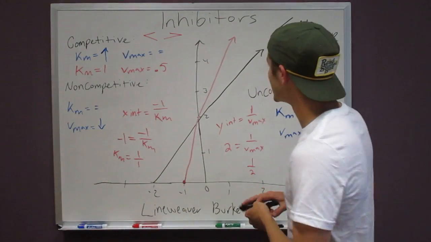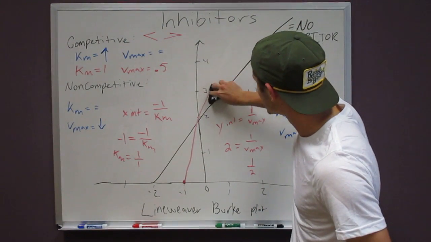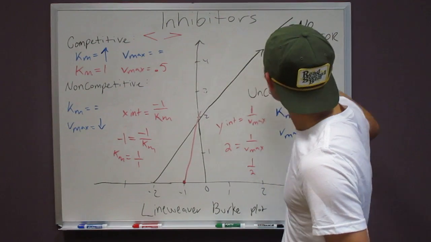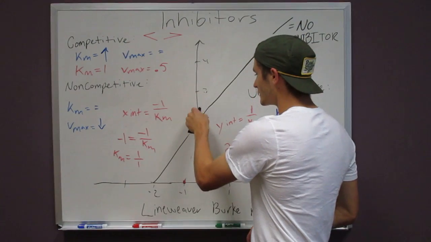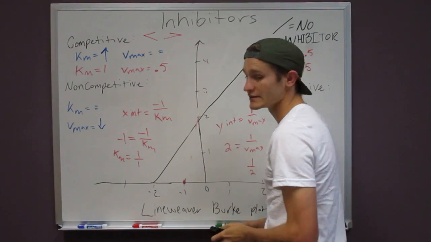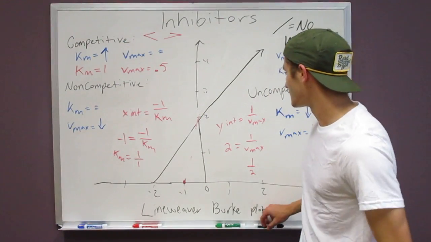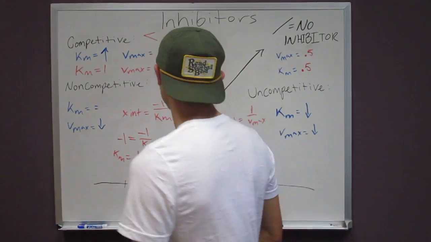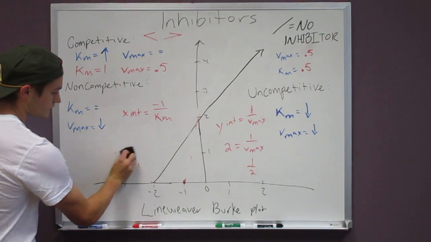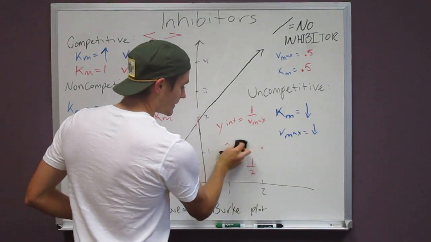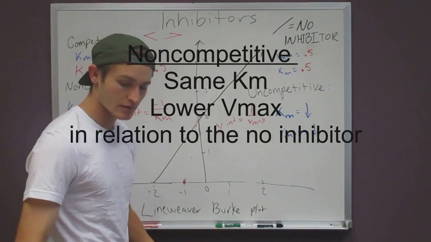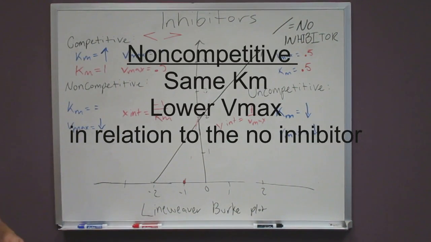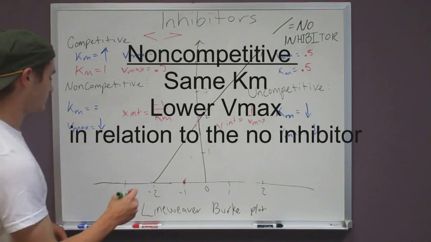So let's check out a non-competitive inhibitor. And these are all in relation to the no inhibitor. So the no inhibitor is important to know, and it'll be given to you come test day. So let me erase these two. So let's look at a non-competitive inhibitor. We'll put that one in green. A non-competitive inhibitor will look like this.